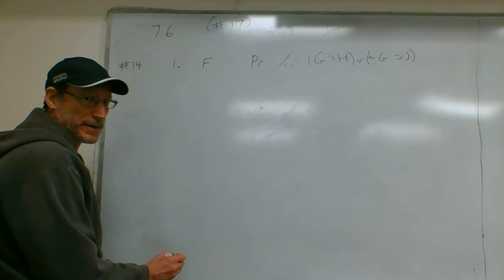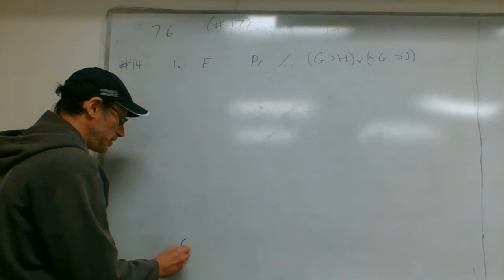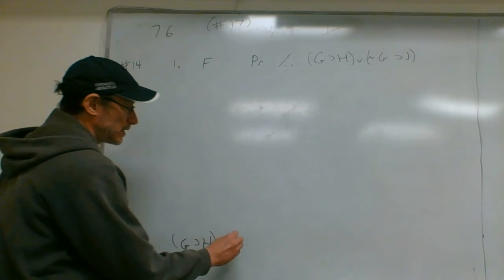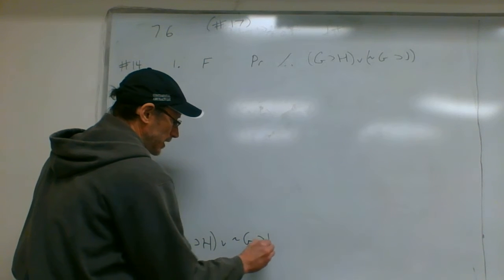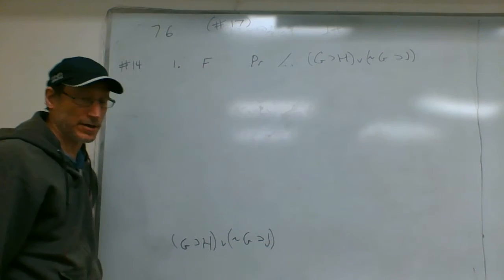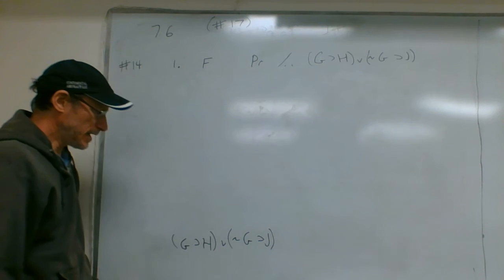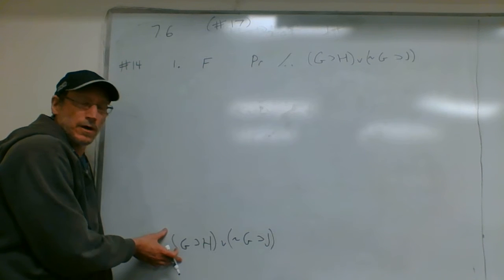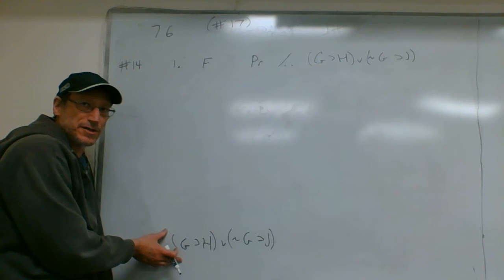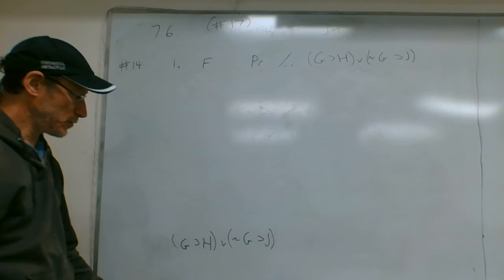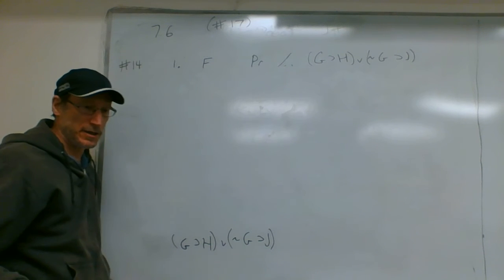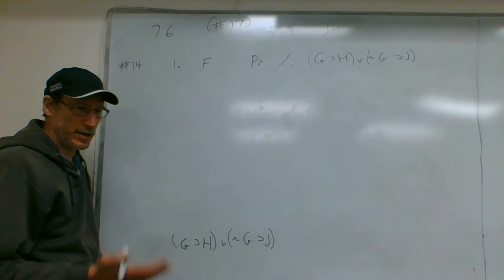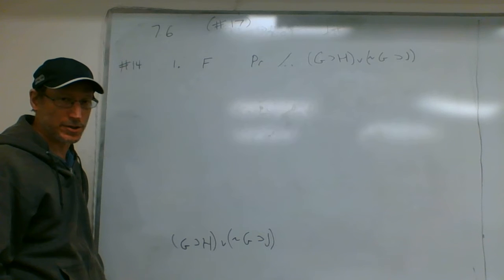Hopefully on the bottom we're going to get to what we need, which is G horseshoe H, wedge, not G horseshoe J. That's going to be our conclusion. Now, how can I convert this to a conditional? I want to get it into a conditional form because that way I will be able to use conditional proof. Remember, the rule of implication is the one that allows you to change a disjunction to a horseshoe or a horseshoe to a disjunction.